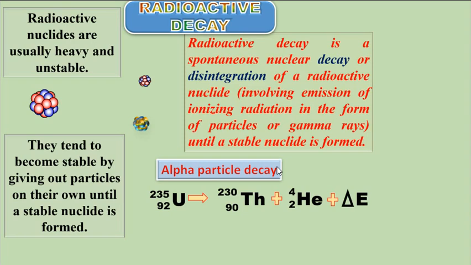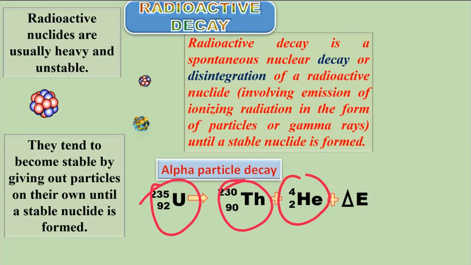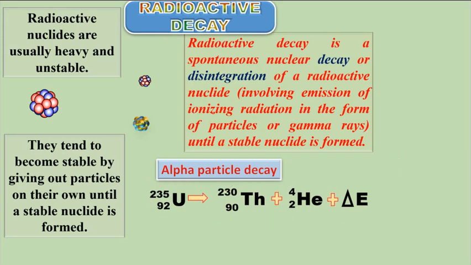The parent nuclide, uranium, decays to this new element here, giving out an alpha particle, and energy is given out. So that's the alpha decay. Now, having explained what we mean by alpha decay, we are going to go further to illustrate that.